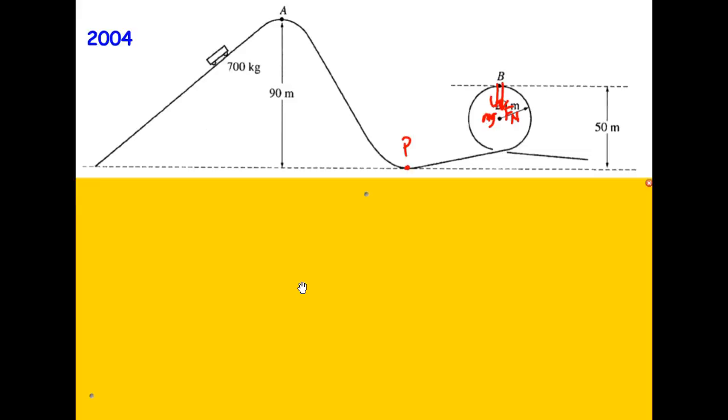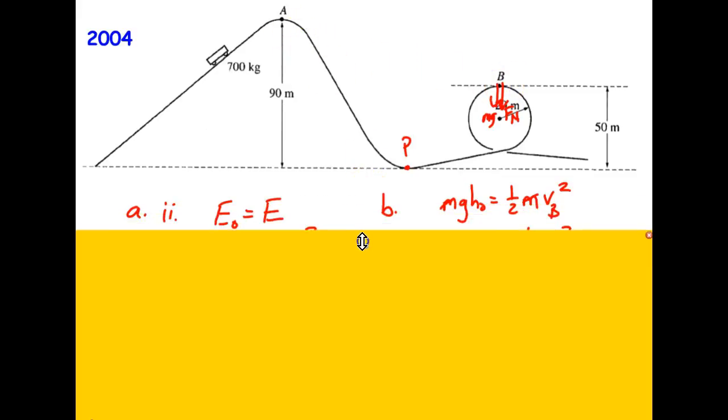For B, calculate the speed VB of the car at point B. Again, you're going to conserve mechanical energy. I switched and used point B as the base level. So A is at a height above B, so it has gravitational potential, and then we have just kinetic at point B.